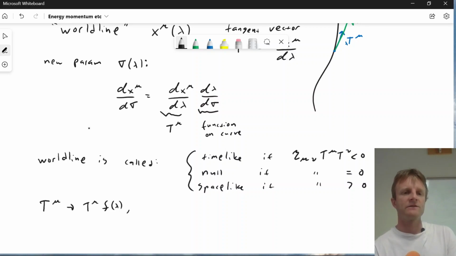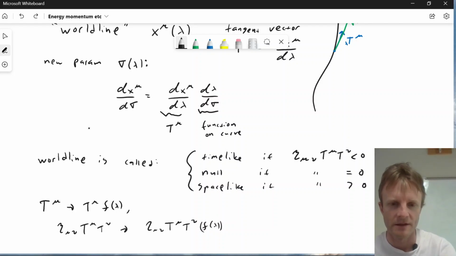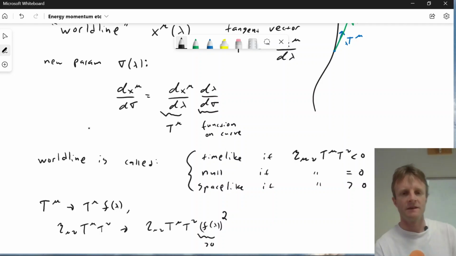So t goes to t times f of lambda. Well, then eta mu nu, t mu, t nu goes to eta mu nu, t mu, t nu f of lambda squared. But this thing is positive. Okay? So it's independent of parameter. Good.